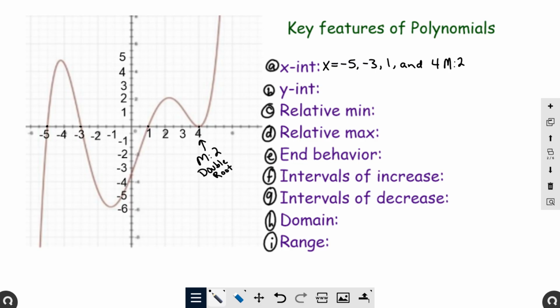All right, y-intercept. So here's my y-axis. If I trace along, then it hits my y-axis here, which is at -3.5. Yes, with graphs, you just estimate. So y equals -3.5.